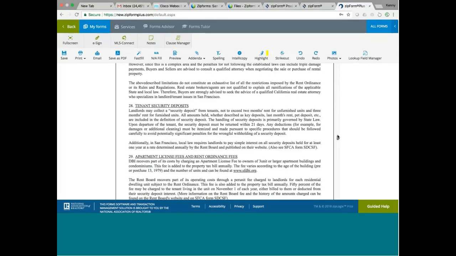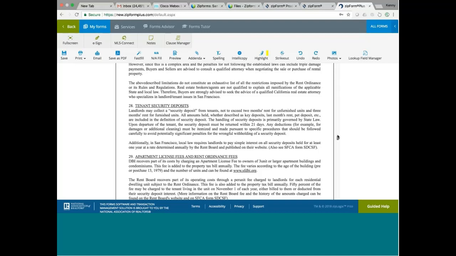Now, next thing we need to talk about is item number 28, which is the tenant security deposits. This is just a refresher of what you already learned in your salesperson class. If it's a 2 bedrooms, the maximum security deposit you can collect is 2 months rent. And if it's a furnished unit, the maximum security deposit you can collect is 3 months rent. Upon the departure of the tenant, which means when the tenant moves out of the unit, you have to return the deposit or account for the security deposit within 21 days.